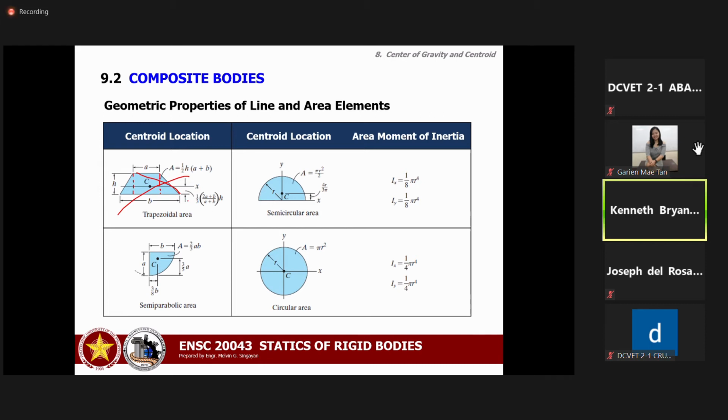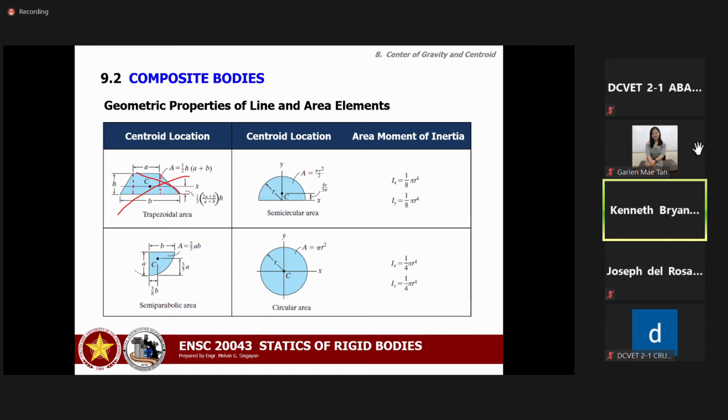Then if you have a semi-parabolic area, a semicircular area, and a circular area, these are the locations of the centroid. But take note, using these formulas, these are the locations of the centroid with respect to the given x and y axis. So pag nagbago yung location ng x and y axis mo, the location of the centroid of the area is still there.